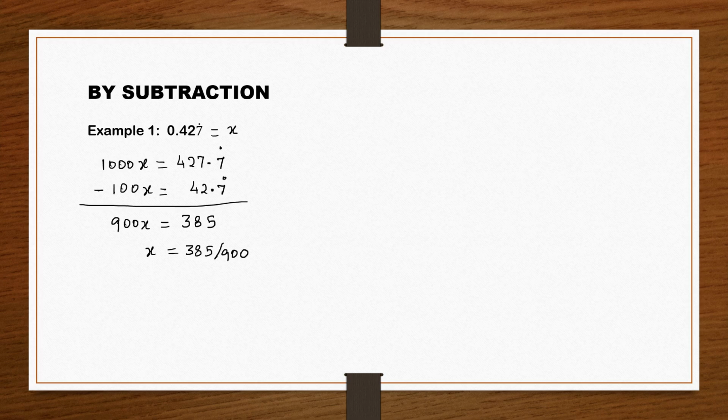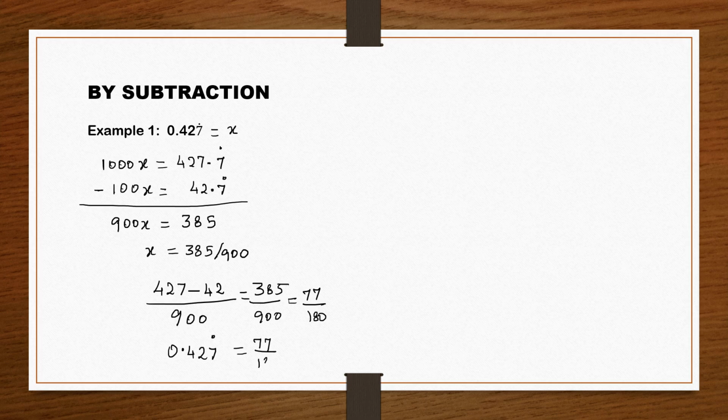From this we can understand that to get the numerator, take the non-recurring part and recurring part together and subtract the non-recurring part. For the denominator, the number of recurring digits gives the number of 9s and the number of non-recurring digits gives the number of zeros. 427 minus 42 is 385 over 900, and on simplification we get 77 over 180. So 0.427 recurring is equal to 77 over 180.